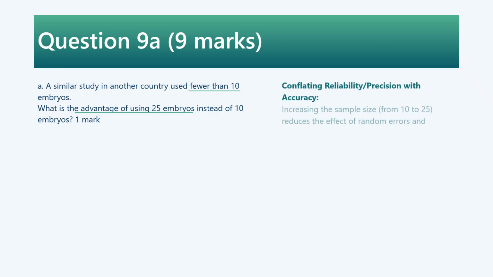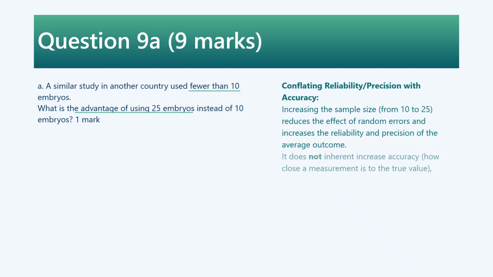Increasing the sample size, from 10 to 25, reduces the effect of random errors and increases the reliability and precision of the average outcome. It does not inherently increase accuracy, how close a measurement is to the true value, as sample size alone does not correct for systematic bias or calibration errors.